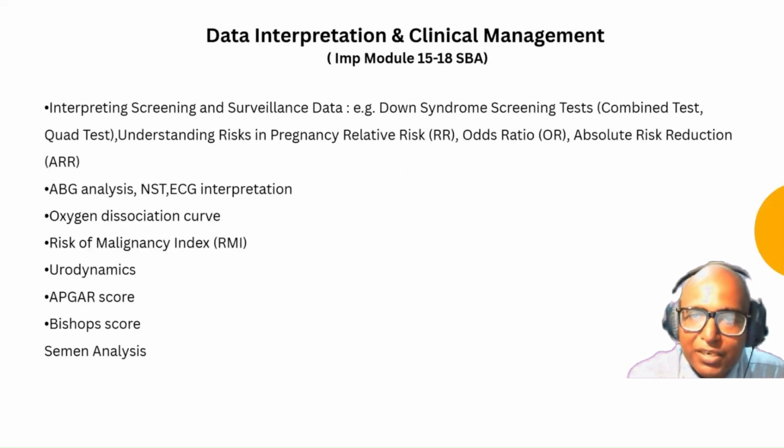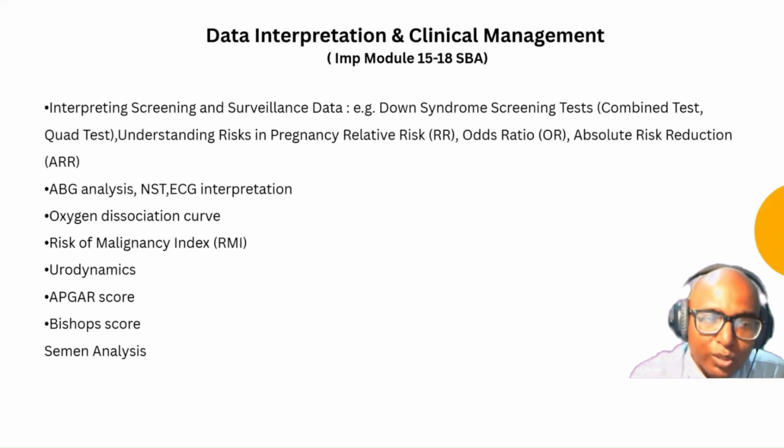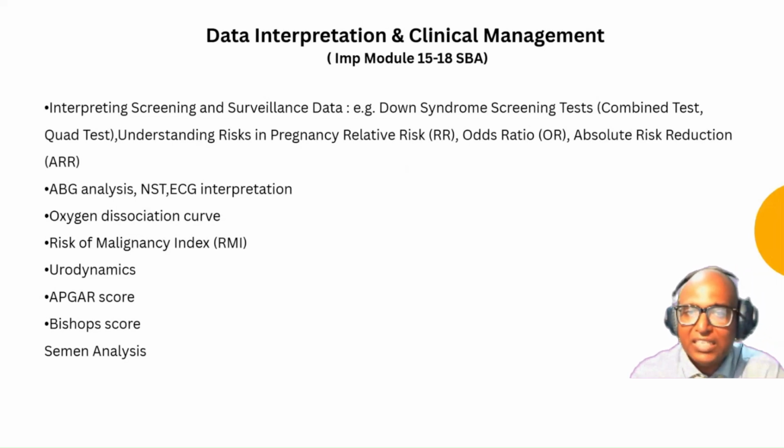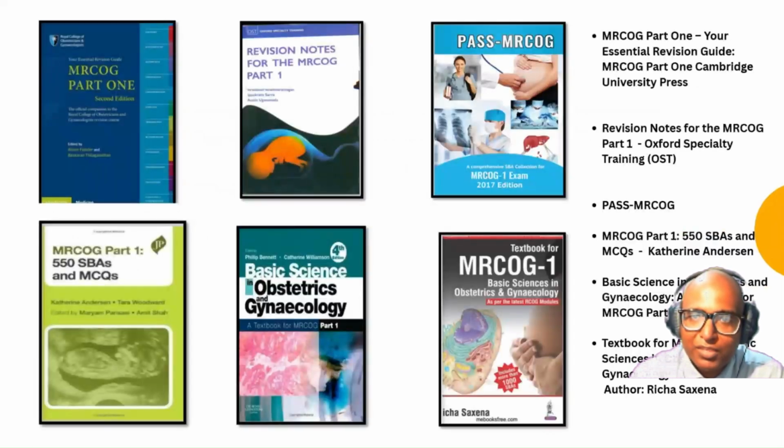Next, you have data interpretation and clinical management. As I already mentioned, you will be given some kind of report like CTG, then there may be an ABG report, or you are expected to interpret the screening and surveillance data such as Down syndrome screening tests, like combined test, quadruple test, etc. And understanding the risk in pregnancy, relative risk, odds ratio, absolute risk reduction, ABG analysis, ECG interpretation, oxygen dissociation curve, urodynamics, Apgar score, semen analysis. So these kinds of reports and their interpretation is expected from this particular module.